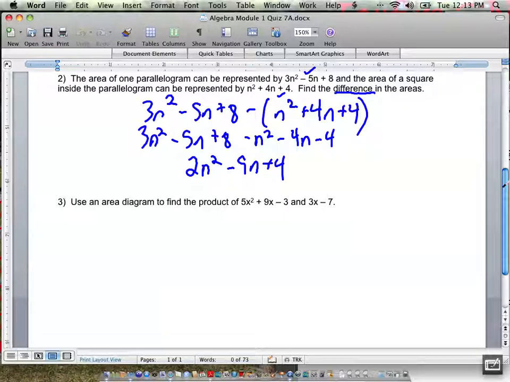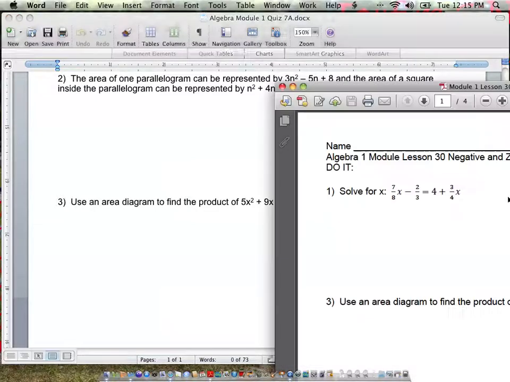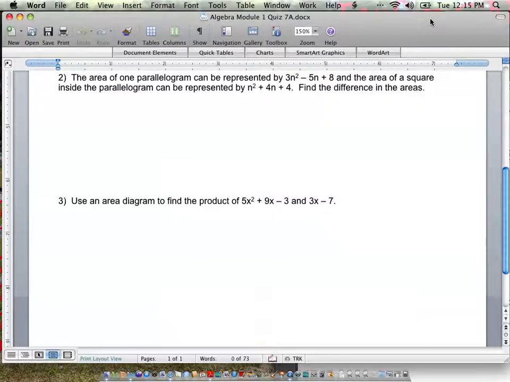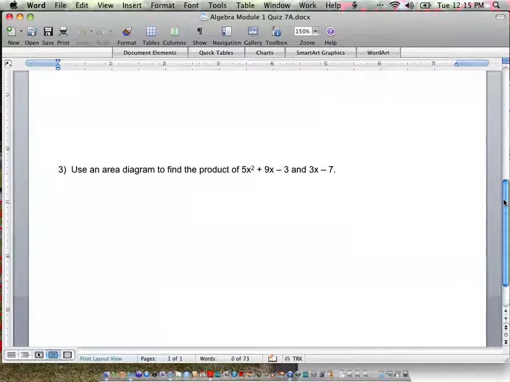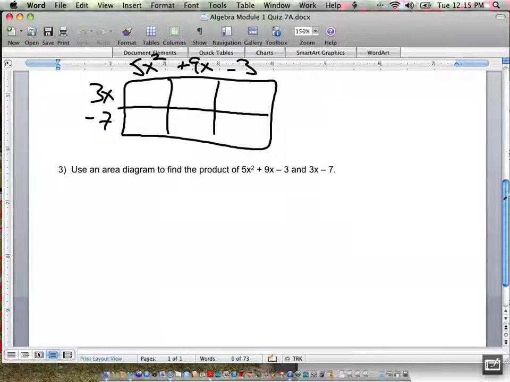All right, and last but not least, number 3. Now this time, they're saying to use an area diagram to show the product. So now you're definitely, absolutely going to want to multiply that. I'm actually going to do it up high on the board instead of down low so that you can see it a little bit better. That's a great wrestling video, by the way, for a John Smith low single. 5x squared plus 9x minus 3 and 3x minus 7. Again, multiply to fill the boxes.